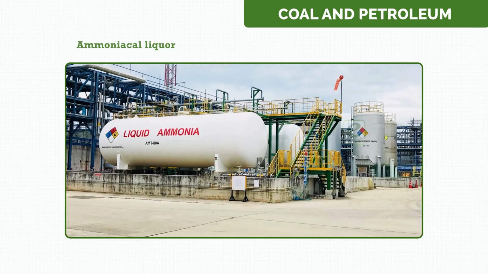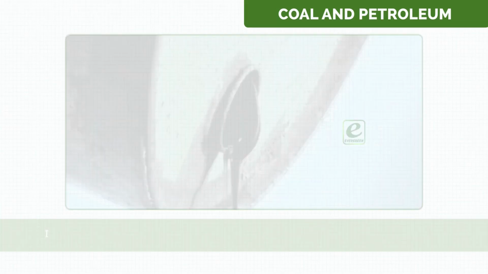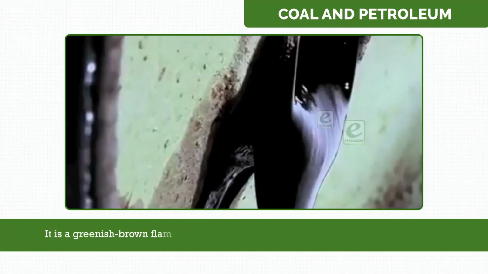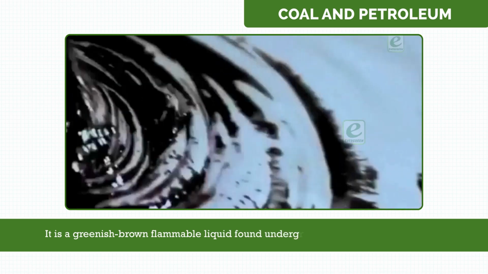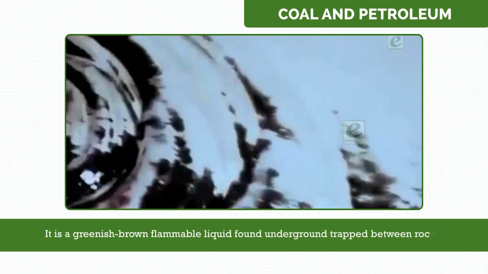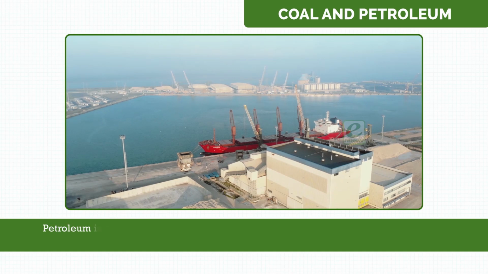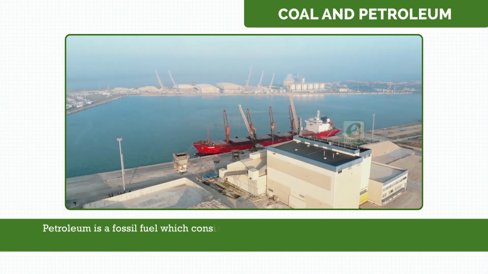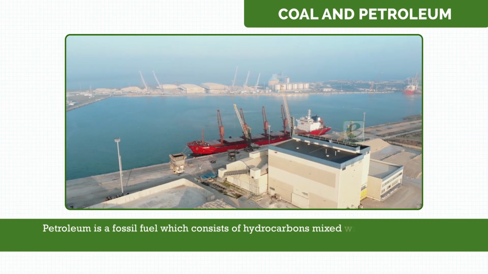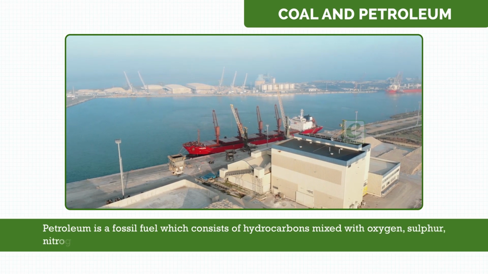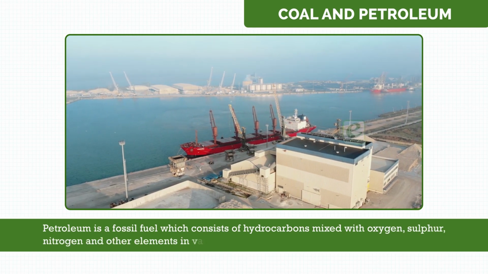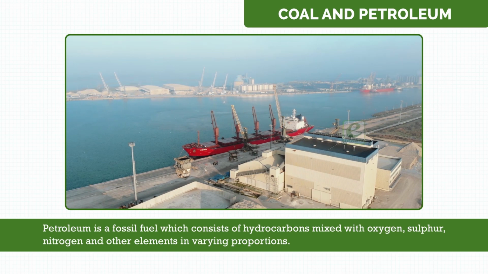Ammoniacal liquor. It is used in the industry to manufacture fertilizers. Petroleum. It is a greenish-brown flammable fluid found underground, trapped between rocks. Petroleum is a fossil fuel which consists of hydrocarbons mixed with oxygen, sulfur, nitrogen, and other elements in varying proportions.